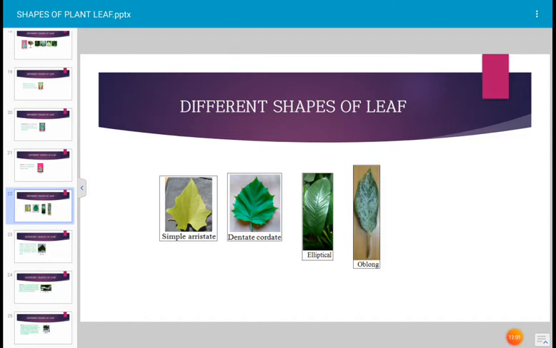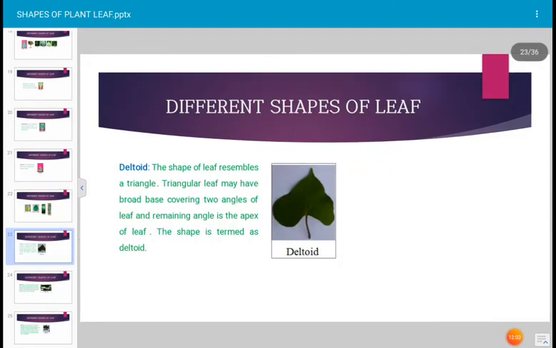Okay, next. This is deltoid shape of leaf. The shape of the leaf resembles a triangle. A triangular leaf may have a broad base covering two angles of the leaf, and the remaining angle is the apex of the leaf. The shape is termed as deltoid.